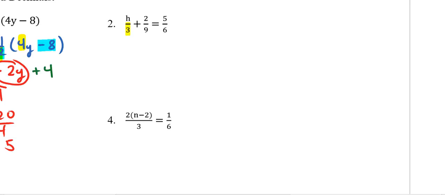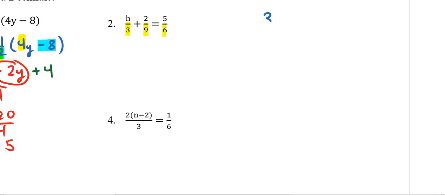I see a 3, a 9, and a 6. So if I look at the 3, 9, and 6, the least common multiple between 3, 9, and 6 is going to be 9. No, it's not 9, sorry. Is it 18? Yeah, it's actually going to be 18, right?